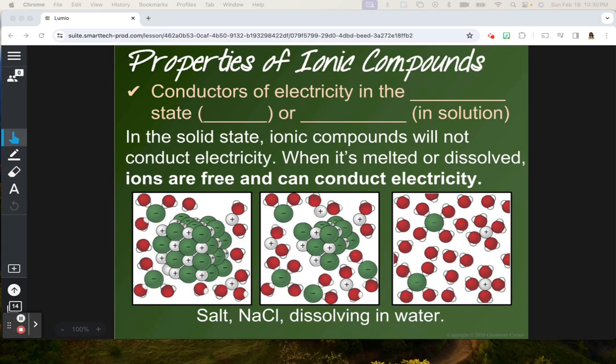Now, there are properties we want to focus on. Ionic compounds are conductors of electricity in the molten state, which means melted. Molten means melted, or dissolved in a solution. In the solid state, ionic compounds would not conduct electricity. When it's melted or dissolved, ions are free and can conduct electricity. Be sure to get this in your notes.